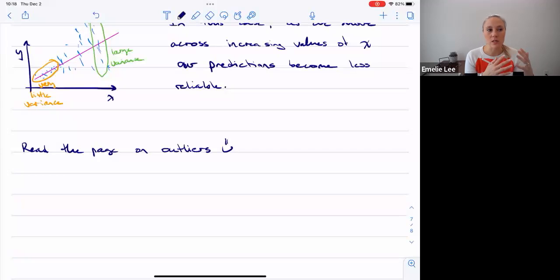But what you do is you remove it and fit the line without it, and then you put it in and fit the line with it. If the slope changes significantly, then you need to make a decision. If the slope isn't affected by the removal or having it in there, then you may as well include it.